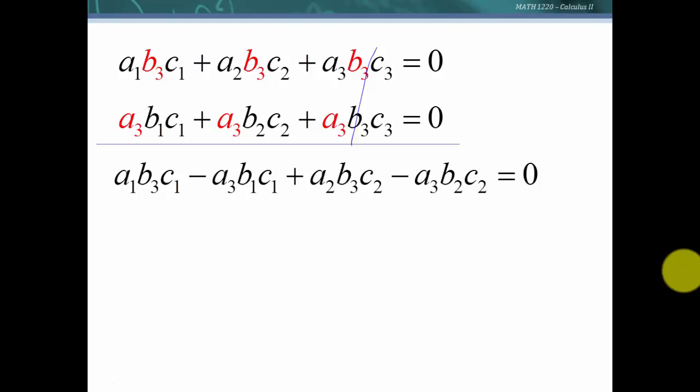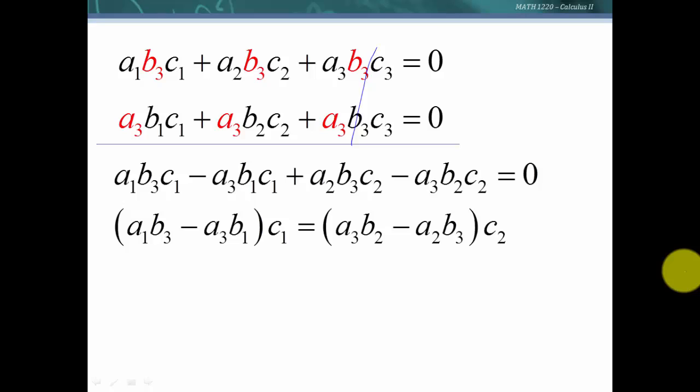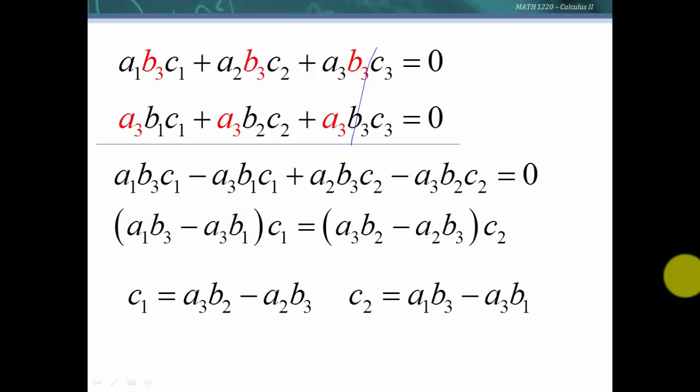Now we're going to take that and we're going to factor C1 out of the first two terms and C2 out of the second two terms. And then one of the ways these would be equal is if C1 equaled this and if C2 equaled that. So let's go ahead and write that down. If C1 equaled A3 B2 minus A2 B3 and C2 equaled this quantity right here.